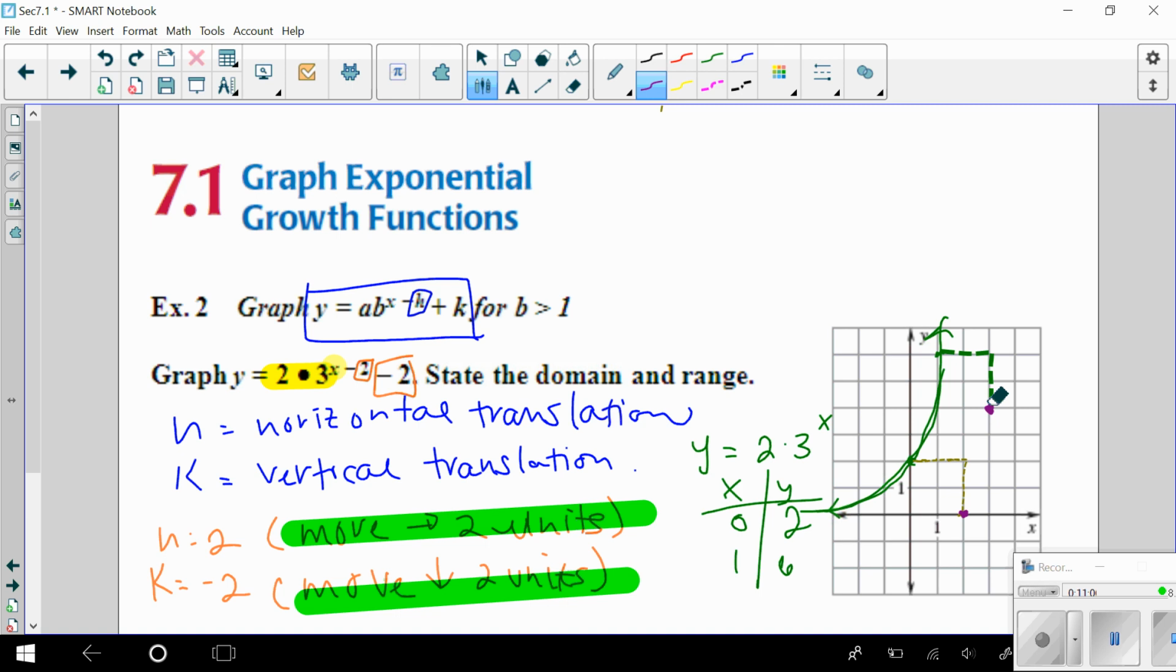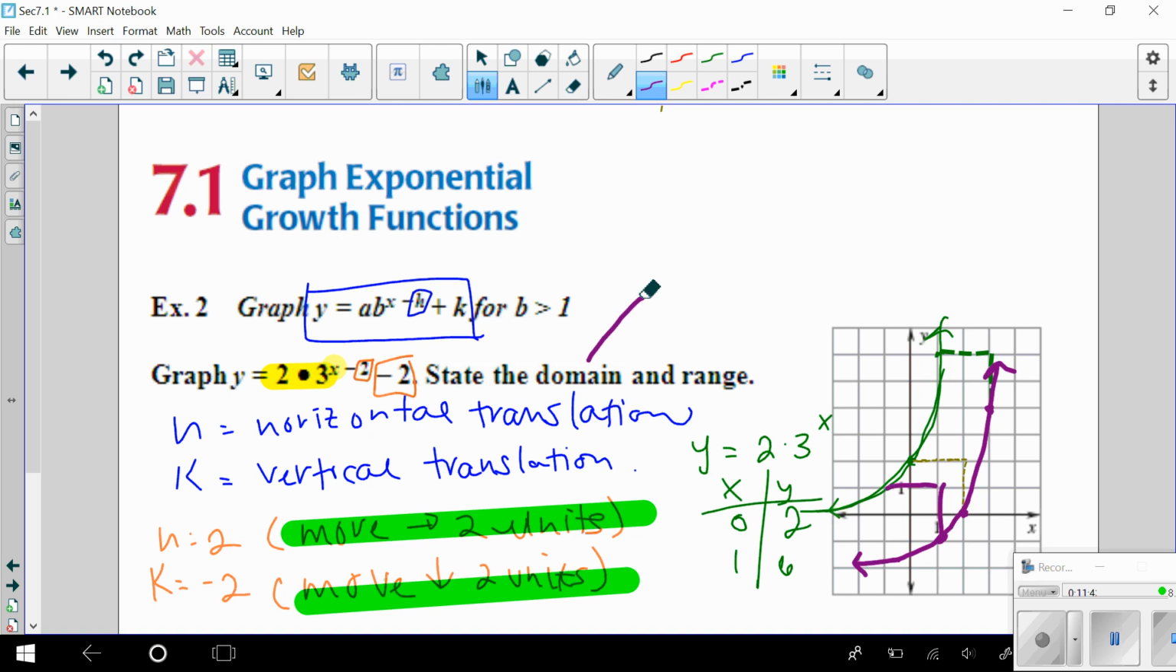So now if I look at my domain of this function, I'm going to go below the x-axis. So if I take this point right here, if I go to the right 2 units and I go down 2 units, here I am below the x-axis. So my new asymptote actually is not the x-axis, but instead it's at y equals -2, instead of y equals 0.